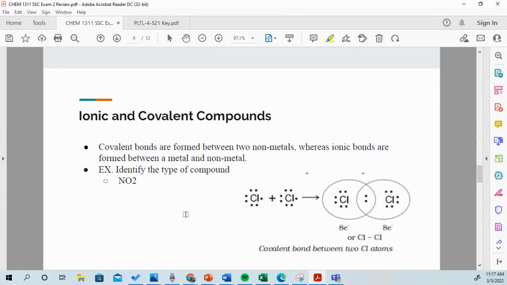Okay, so it's also important to understand the difference between ionic and covalent compounds. So simple covalent is a bond formation between two nonmetals, versus ionic is a bond formation between metal and nonmetal. So we have here Cl2. They're both nonmetals, so it's a covalent bond. So what about NO2? What kind of compound is this? Perfect. It's a covalent. Nitrogen and oxygen are both nonmetals.